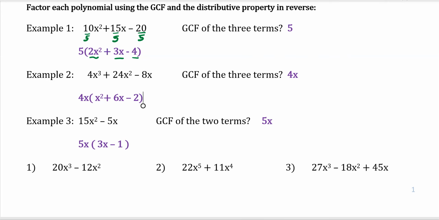Number 2, look at each term. Find the largest number that divides into all 3 coefficients evenly. That is 4. Next, check to see if they share a variable. If they share a variable, your greatest common factor will be the variable that they all share with the smallest exponent. So they all share an x. That is why the greatest common factor is 4x. And then divide each term by 4x. And the result will be what is in the parentheses.